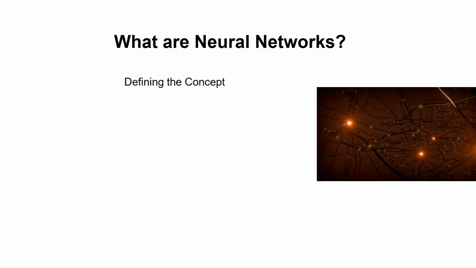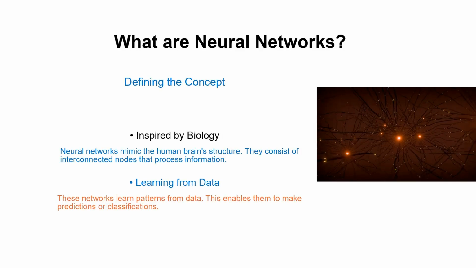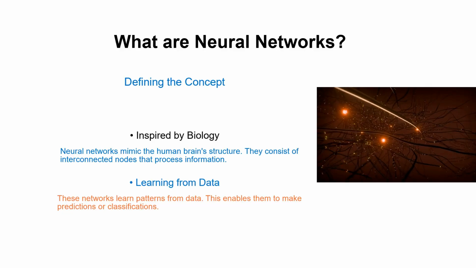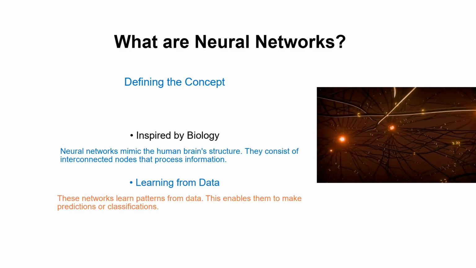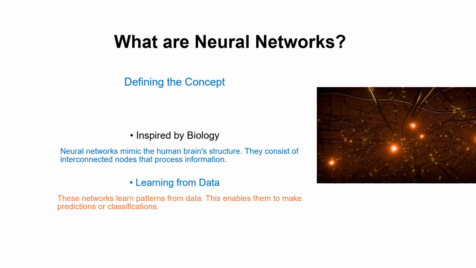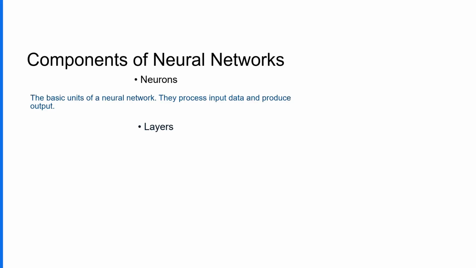Neural networks are inspired by the biological structure of the human brain. They consist of interconnected nodes that learn from data to recognize patterns and make predictions. Neural networks are made up of neurons that act as the basic processing units. These neurons are organized into layers, with each layer transforming the input data in unique ways.